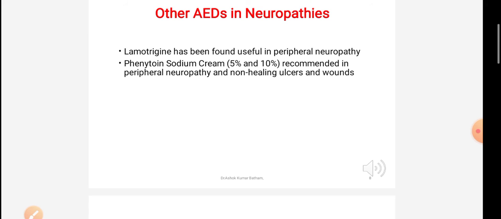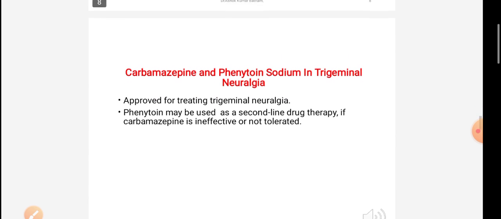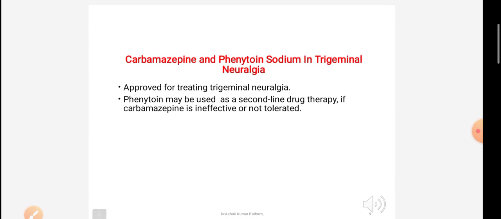Other anti-epileptic drugs that have found usefulness in neuropathies include lamotrigine and phenytoin. Phenytoin is a very old drug, but now it has appeared in a new avatar of 5% and 10% cream that are recommended for use in peripheral neuropathy and non-healing ulcers and wounds. It's an interesting observation indeed.